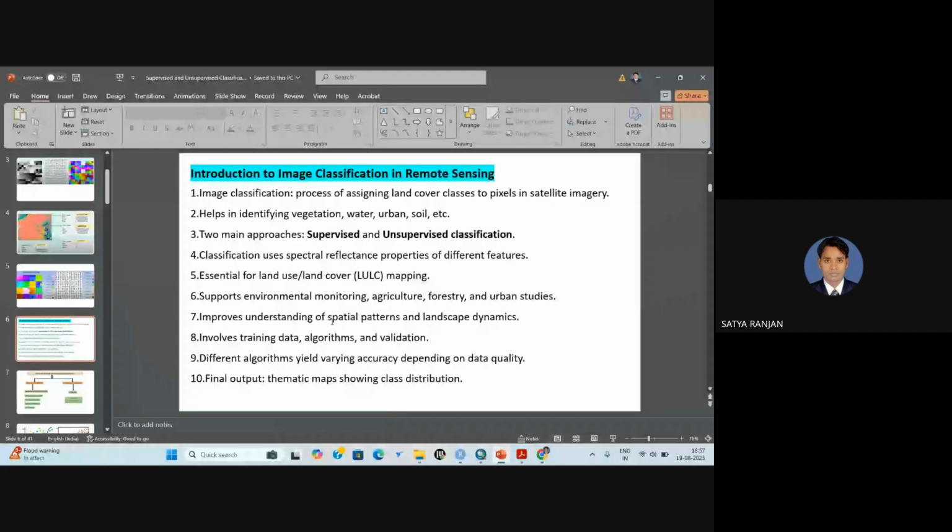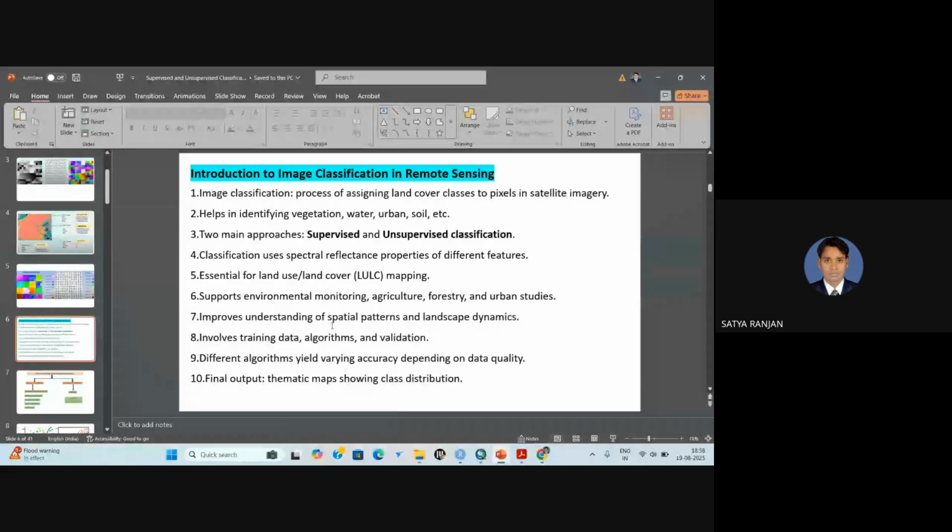So this is the introduction to image classification in remote sensing. There are two main approaches to image classification, that is supervised image classification and unsupervised image classification, like land use land cover classification. In this, it improves the understanding of spatial patterns and landscape dynamics, and it involves some training data, some sample data.